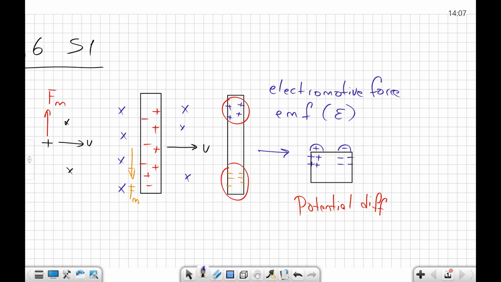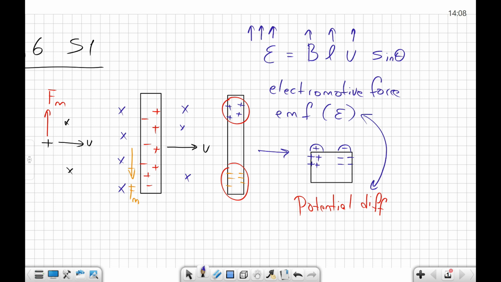For this straight wire, the EMF can be found by the magnetic field. The stronger the magnetic field is, the more EMF there will be. The greater the length of the wire is, the bigger the EMF will be. The faster you move the wire, the greater the EMF will be, multiplied by sine theta, which comes from the equation of the magnetic force.